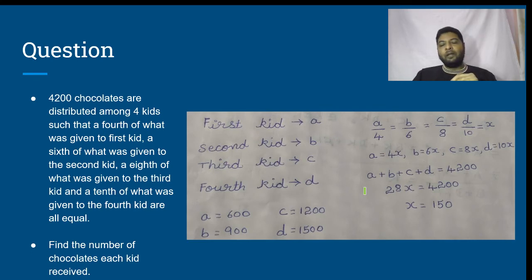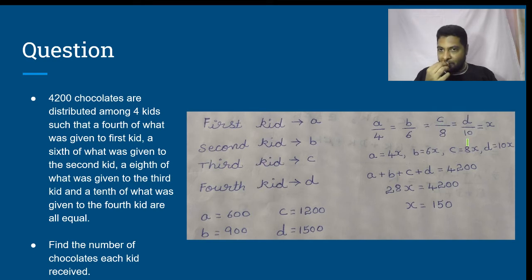Okay. Let us say A chocolates were given to the first kid, B chocolates to the second kid, C chocolates to the third kid, and D chocolates to the fourth kid. A fourth of what was given to the first kid, that is A by 4. A sixth of what was given to the second kid, that is B by 6. An eighth of what was given to the third kid, that is C by 8. And a tenth of what was given to the fourth kid, that is D by 10, are all equal. A by 4 is equal to B by 6 is equal to C by 8 is equal to D by 10.